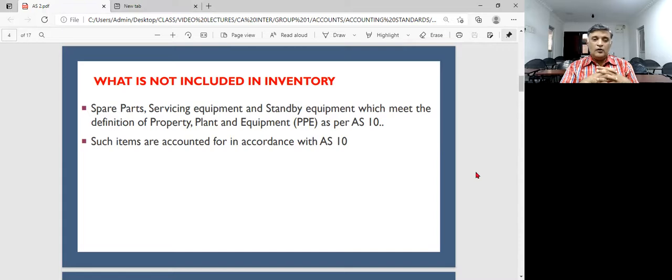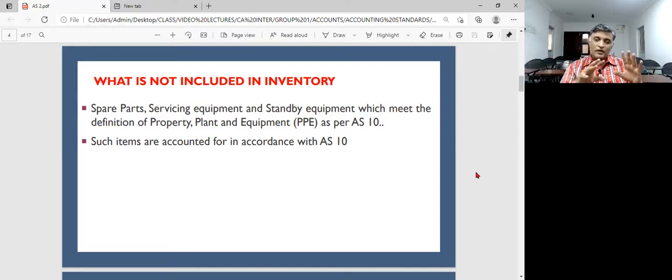What is not included in inventory? When I talk about spare parts, servicing equipment, standby equipments, right? Now, by and large, spare parts will be a part of AS2. But if you find that a spare part or a servicing equipment or a standby equipment by nature can be used in relation to a property, plant and equipment, you have a separate standard called AS10 to handle those areas. So in that event, they say that you need not classify those spare parts, servicing equipments and standby equipment within AS2. You can as well bring it under AS10.